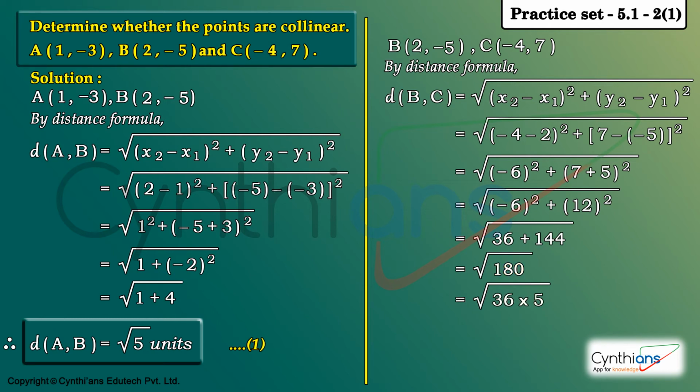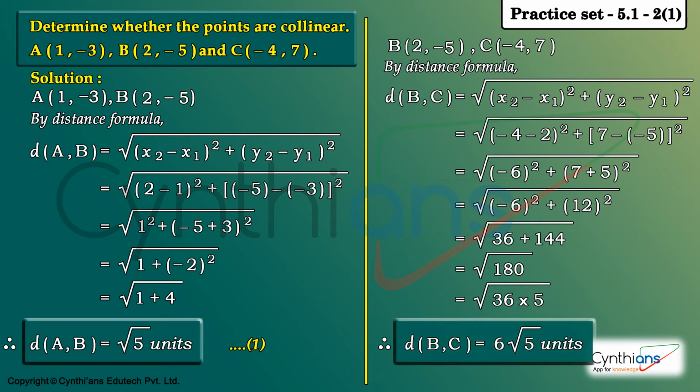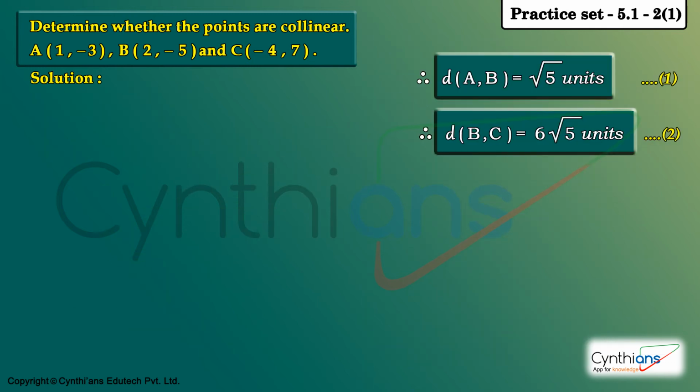Tell me students, what is the square root of 36? It's 6. So we have next step as 6 root 5. Now root 5 cannot be factorized further. So therefore d of BC is equal to 6 root 5 units. Mark it as equation number 2. Now we have to find the third distance. Which one is that? Segment AC. AB is done, BC is done, now we will do AC.